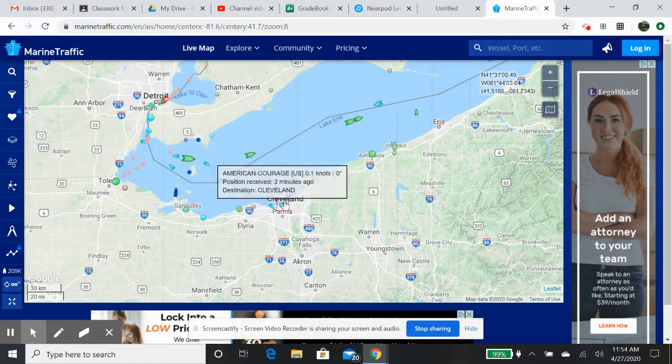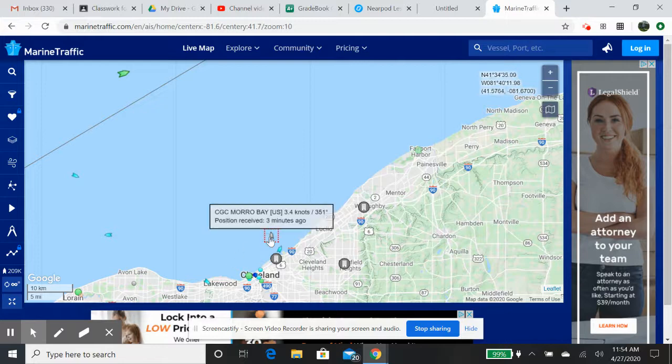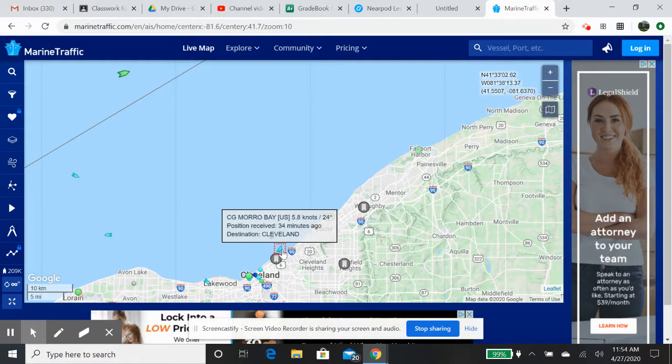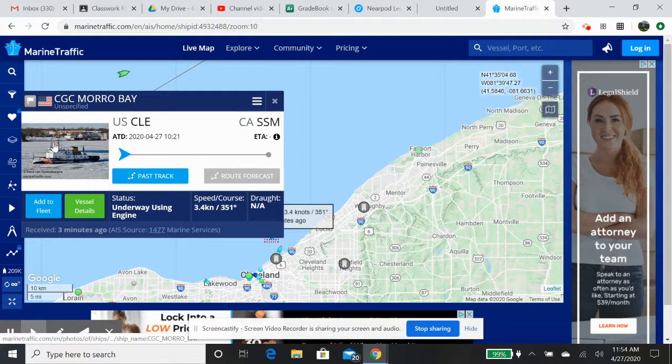Let's see if I can find a ship that I have seen while I was out there. I'm pretty sure. Let me see if this is it. So this is the Coast Guard Morro Bay. I have seen this vessel. It's parked in Cleveland, and you can see they came from Cleveland and they're going to Sault Ste. Marie, Canada. Their estimated time of arrival is a question mark. They left this morning about an hour and a half ago.